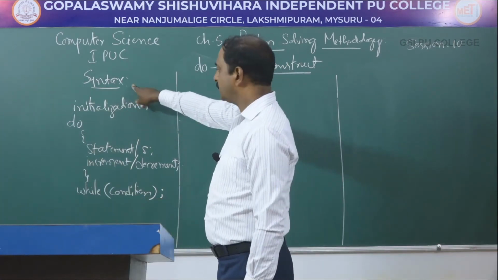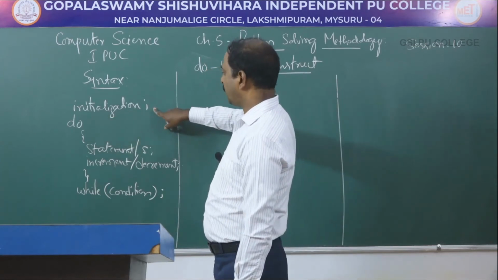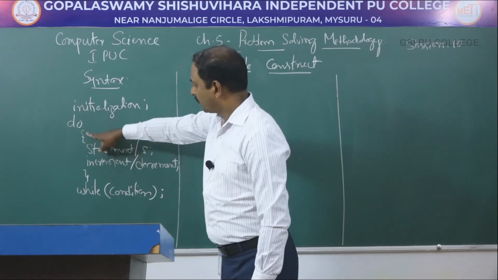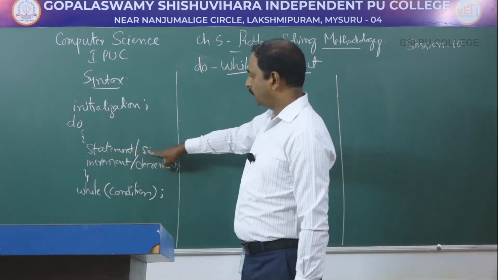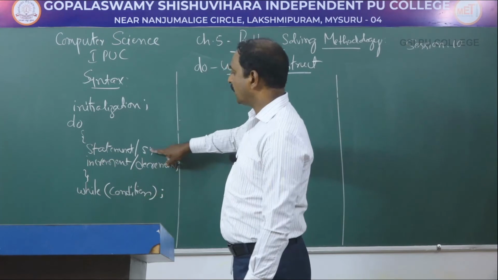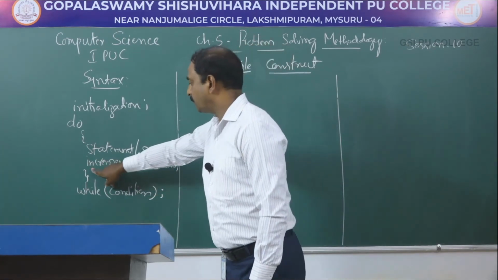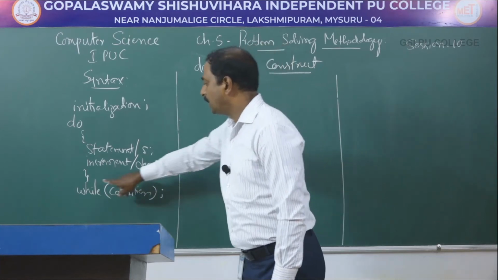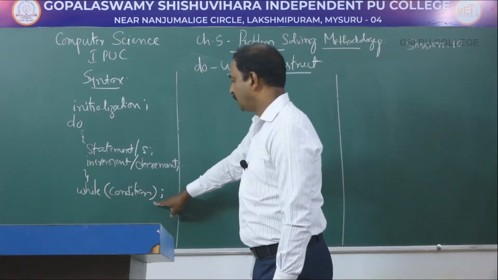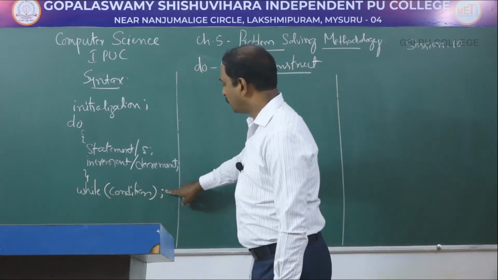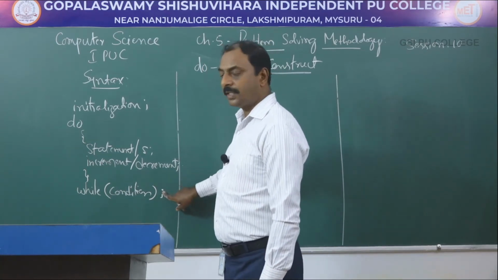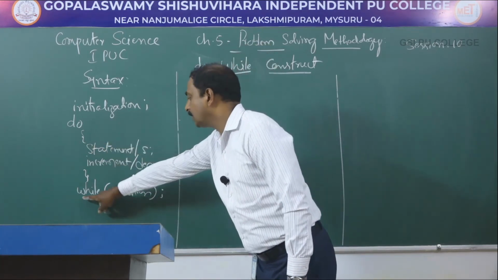The syntax will be like this: first is initialization, semicolon, next the loop starts from here, the do reserved word, open the bracket, and here we write the statement or statements, n number of statements, and these statements will be repeated as long as the condition is true. The last statement will be the increment or decrement statement, and here close the bracket. After closing this bracket, next we use the while condition and semicolon. Please note this down, this is very, very important here. It is called a post-tested construct because we are checking the condition at the end of the loop.